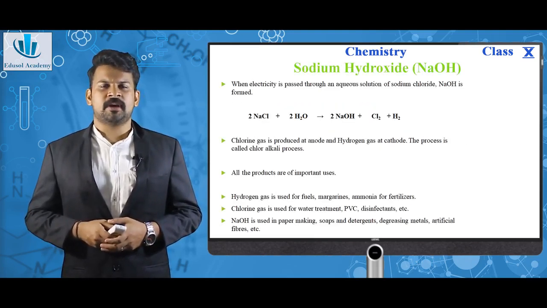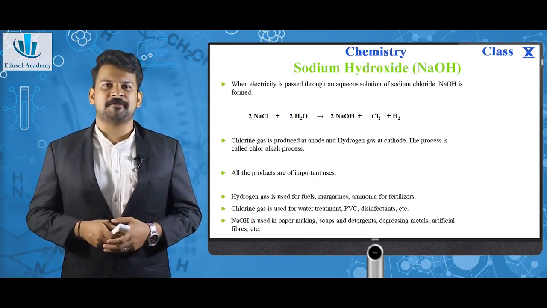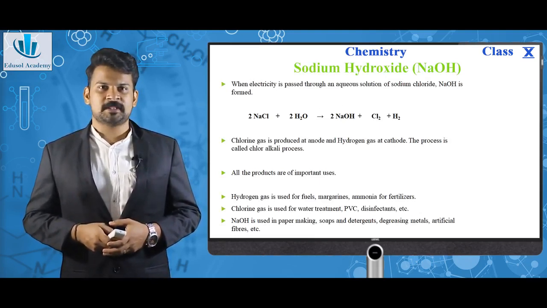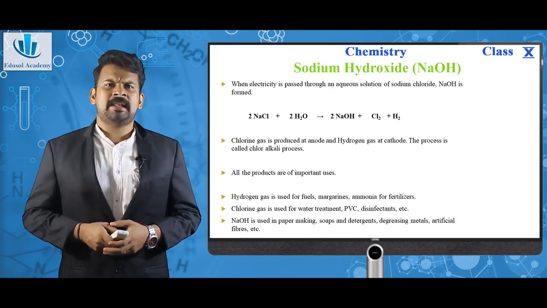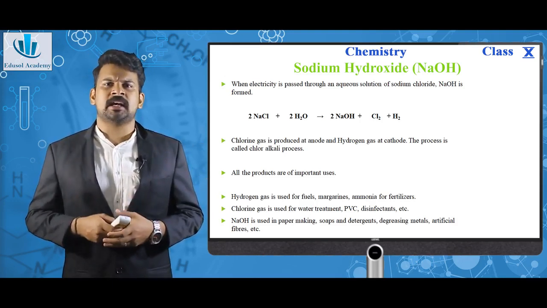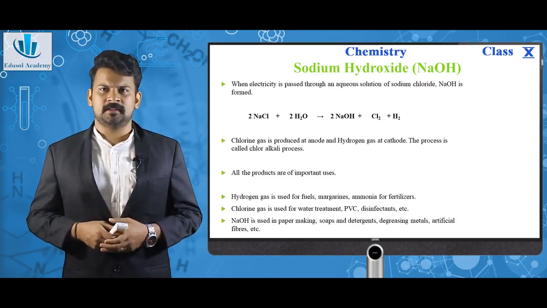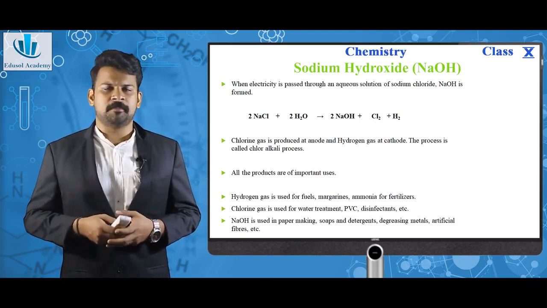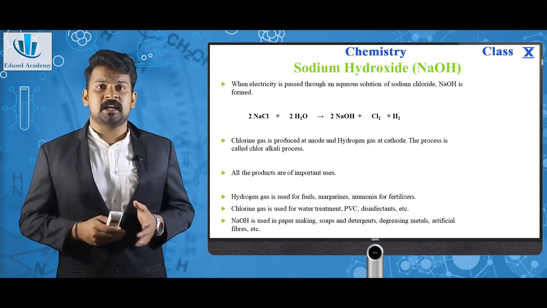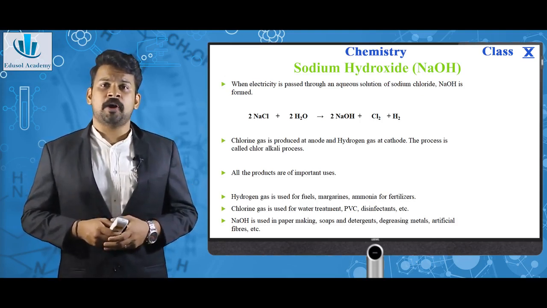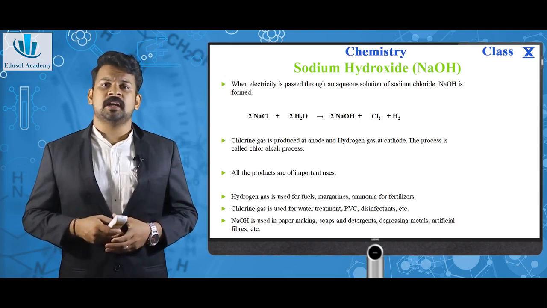Now, let's look at the important chemicals which are made from sodium chloride. First one, sodium hydroxide, NaOH. When electricity is passed through an aqueous solution of sodium chloride, NaOH is formed. The reaction is NaCl plus H2O gives NaOH plus Cl2 plus H2.